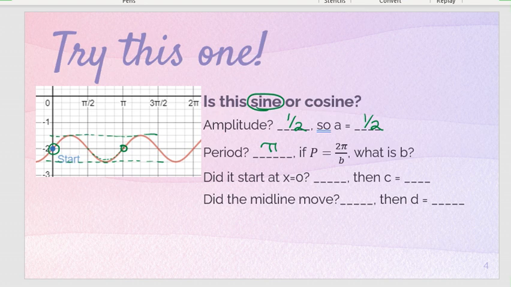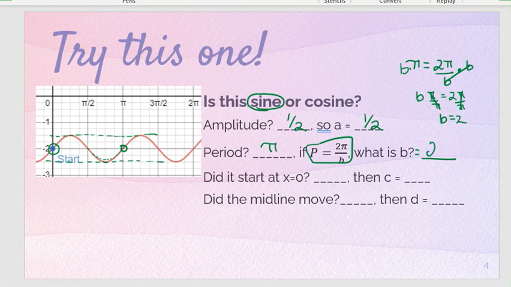All right, and then how in the world are we going to get B from this? What is B? What we do is we know period is equal to 2 pi over B. And if the period is pi, we would set it up like this: pi equals 2 pi over B. And the kids told me today they like to multiply both sides by B. The B's cancel. B times pi is equal to 2 pi. Divide by what's attached to B, that's the pi, and I'm left with 2. So B equals 2, right there.